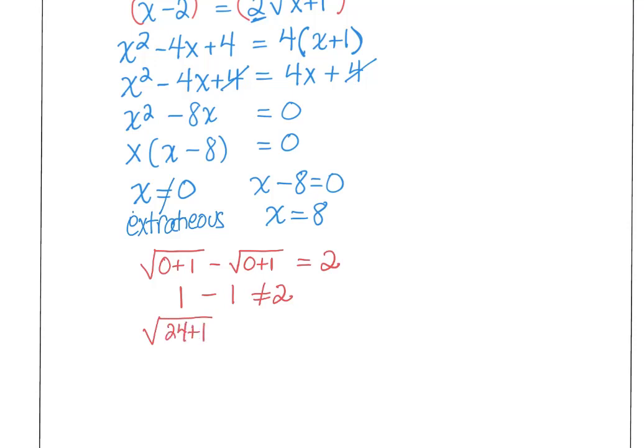And then checking for 8, you've got 3 times 8, that's 24. 24 plus 1 is 25. Square root of 25 is 5. And then we have 8 plus 1, that's 9. The square root of 9 is 3. And 5 minus 3 is definitely 2. So this one is a true statement. And finishing off our lesson with this really challenging problem shows us x equals 8 is a valid solution. And that is the end of lesson 5.